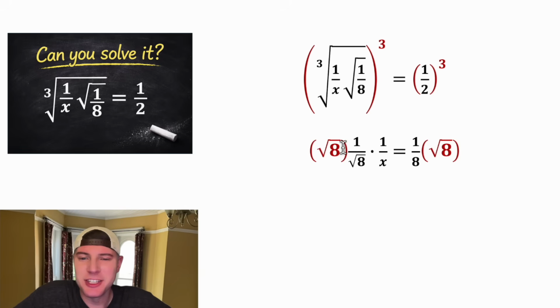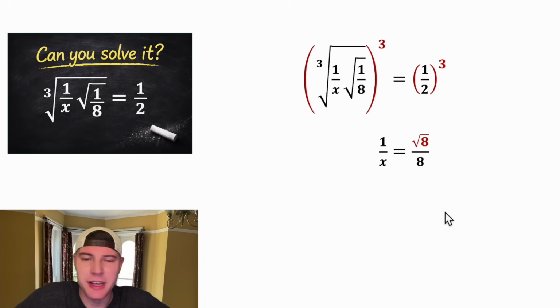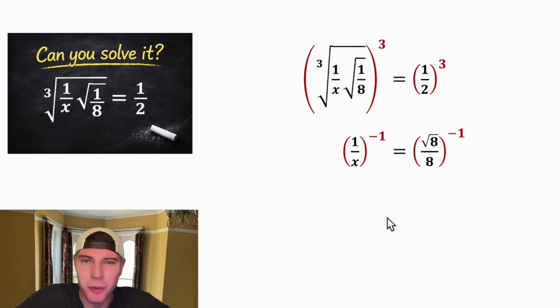On the left-hand side, the square root of 8 and the 1 divided by the square root of 8 are going to cancel each other out. And on the right-hand side, 1/8 times the square root of 8 is the square root of 8 over 8. And then from here, there's a couple different things we can do. I'm a big fan of doing both sides of the equation to the -1 exponent. Anytime you have a fraction to the -1 exponent, you're basically flipping the fraction.